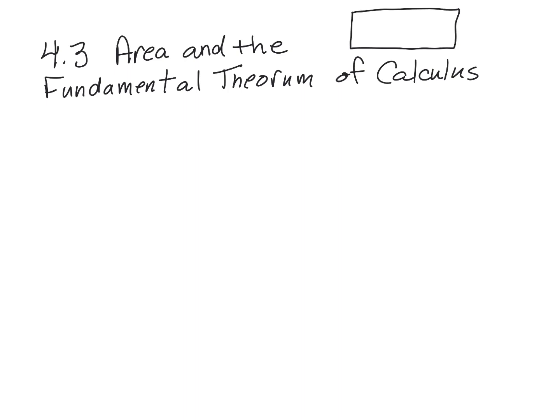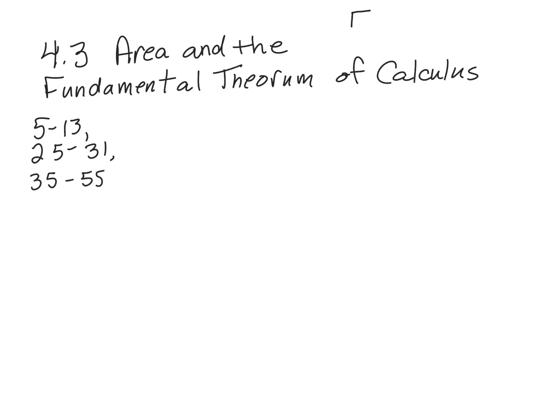I put a box up there for the homework and now I can't reach it with this screen, so let me fix this. The homework for 4.3 is going to be 5 through 13, 25 through 31. I changed it a little bit from what's on Canvas, and I don't know that I'm going to remember to fix Canvas, so I'm telling you now. And 55 odd.